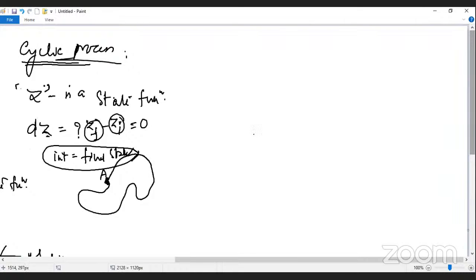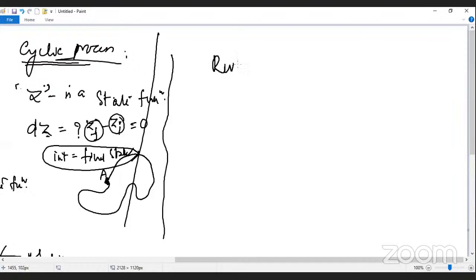See guys, so reversible and irreversible, they are quite important. Reversible and irreversible.